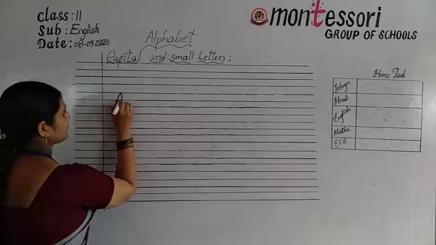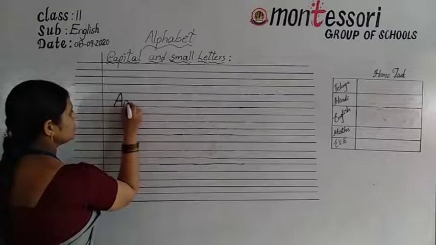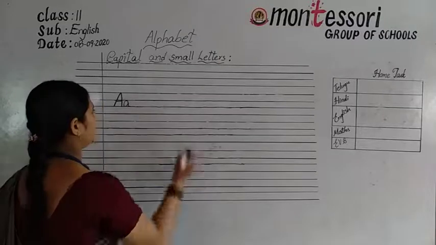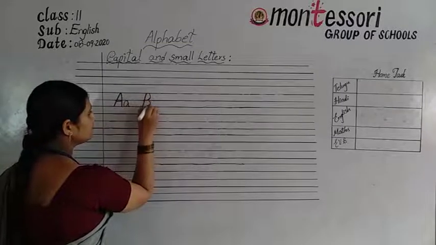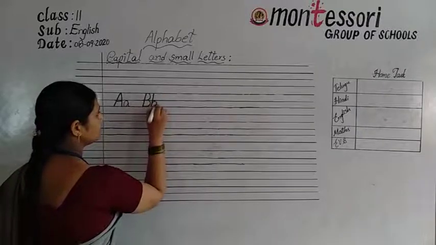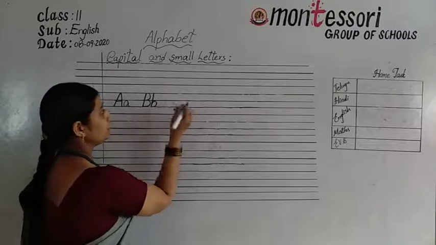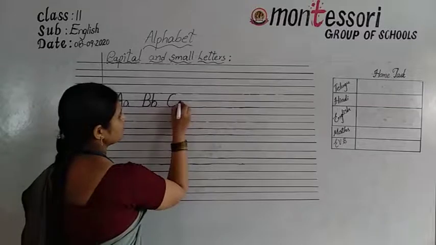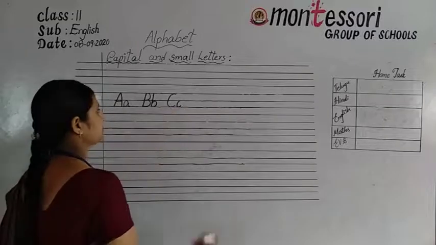A. Capital A. Small a. Capital A, small a. Next, second letter. Capital B. Small b. Capital B, small b. Capital C. Small c. Capital C and small c.